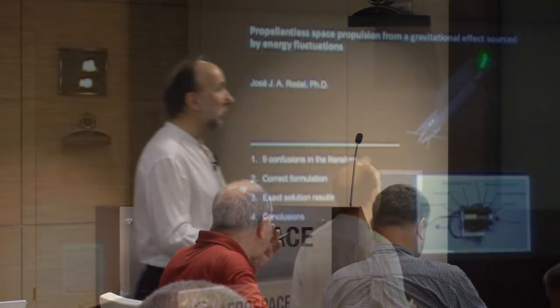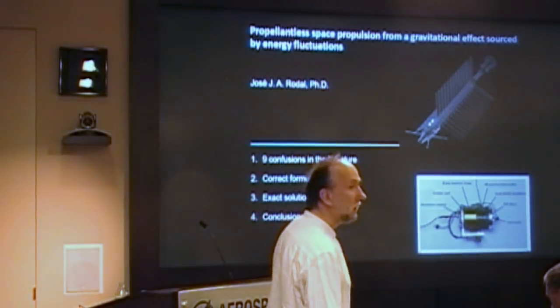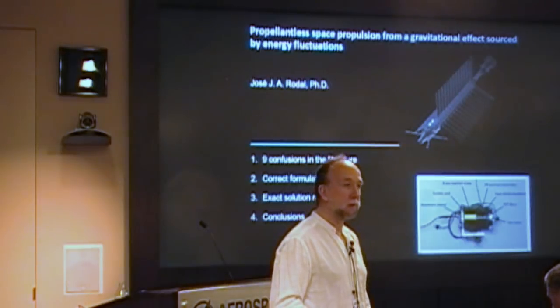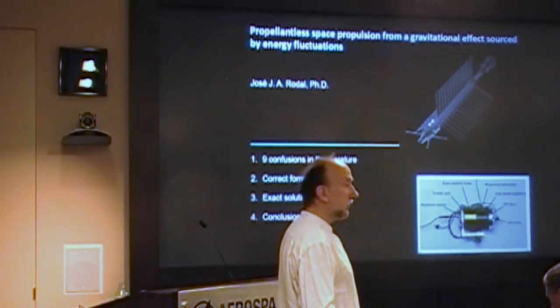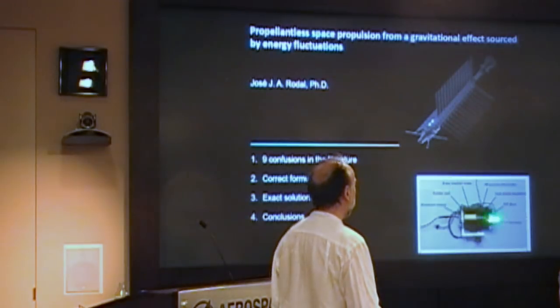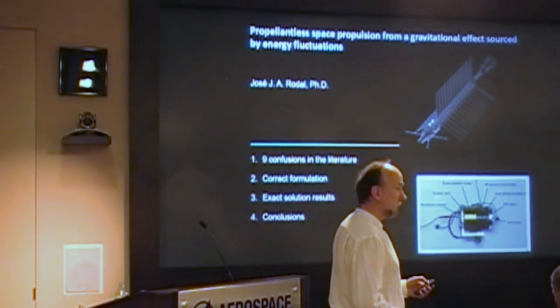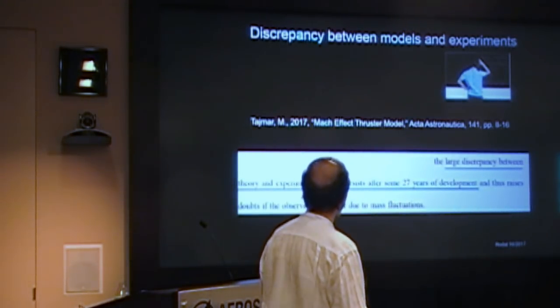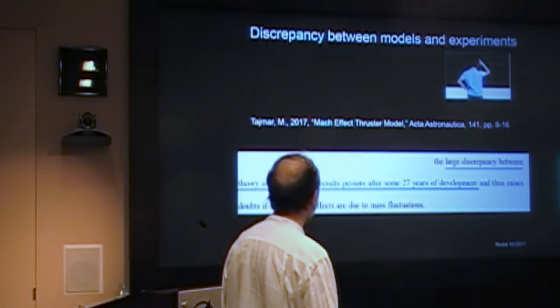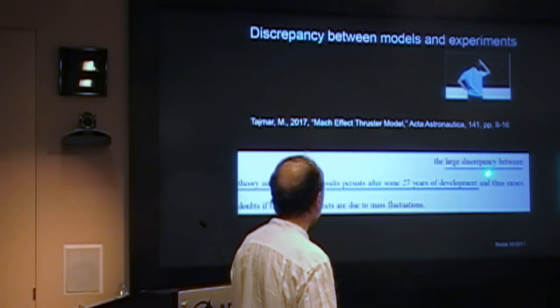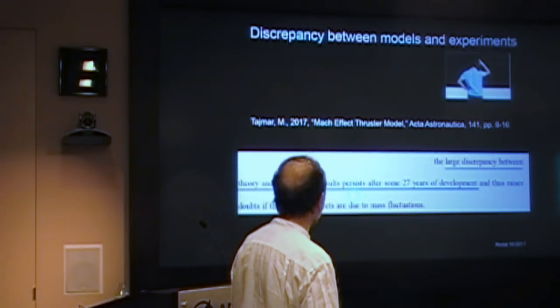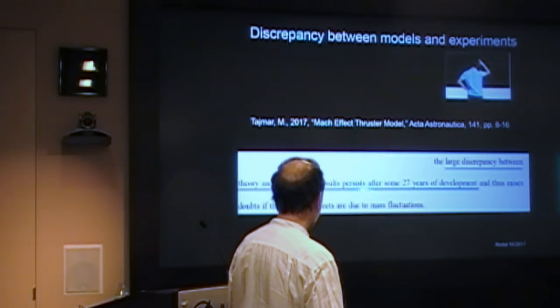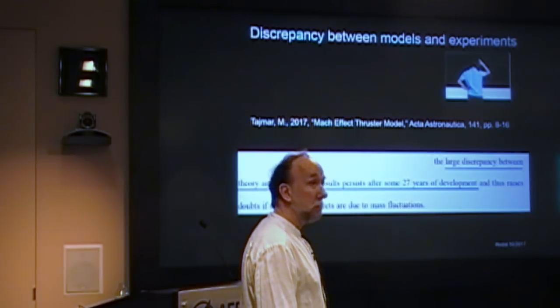My presentation is going to comprise, number one, 9 confusions in the literature, then correct formulation, according to my opinion, some exact solution results, and conclusions. So I'm going to start here with a quote from Martin in his recent article, that there is a large discrepancy between theory and experimental results, which has persisted for 27 years of development, and that raises doubts if the observed effects are due to mass fluctuations.